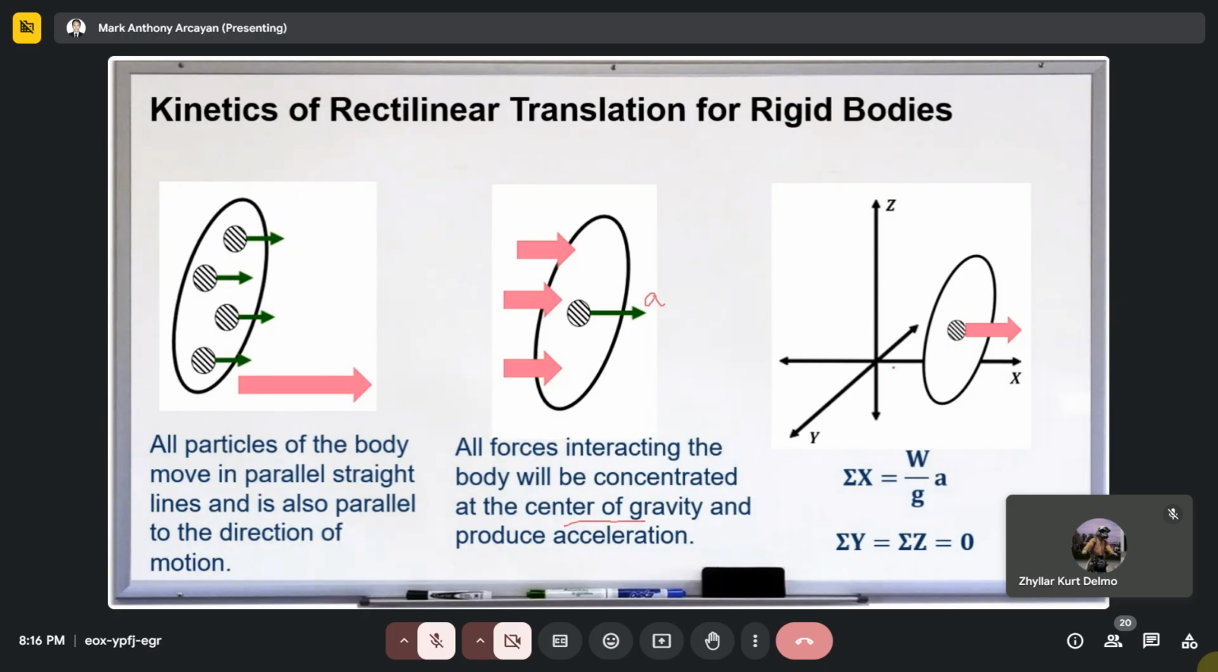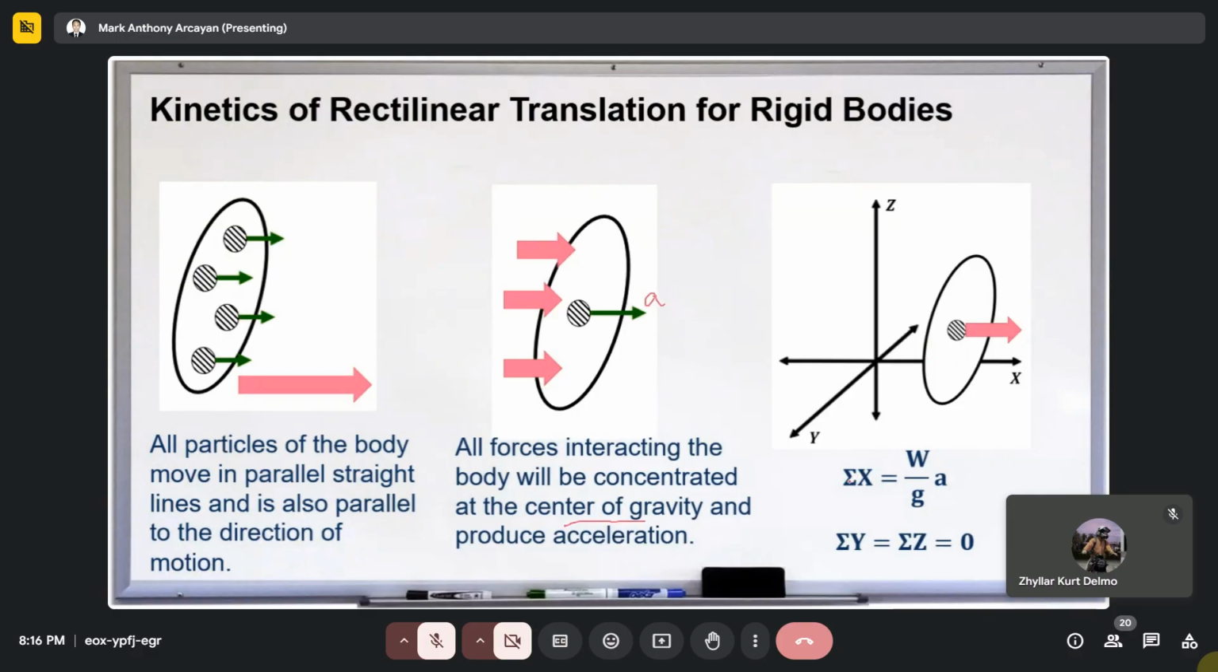For this lesson, we will only consider two-dimensional analysis. For 3D, it's a different thing, and it would make the problem more complex. Now, if you only consider the 2D part, as you can see, class, here our body only travels in one direction, that is along the x.